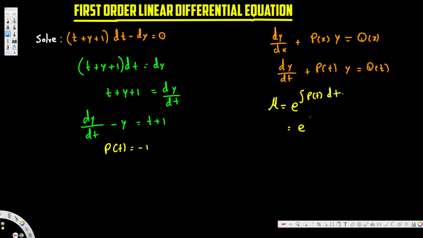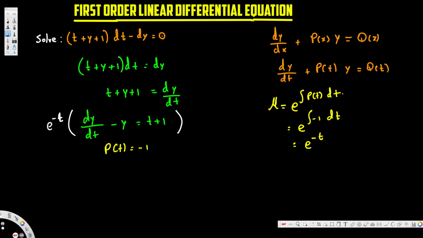This is going to be e power integral of -1 dt, and if you integrate -1, this is going to be just -t, so e power -t, and we don't have to worry about the constant when we find out the integrating factor. Okay, so this is our integrating factor. Now after we find out the integrating factor, we have to multiply the whole thing by the integrating factor.